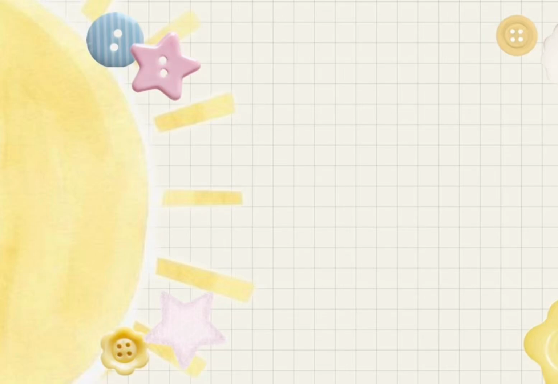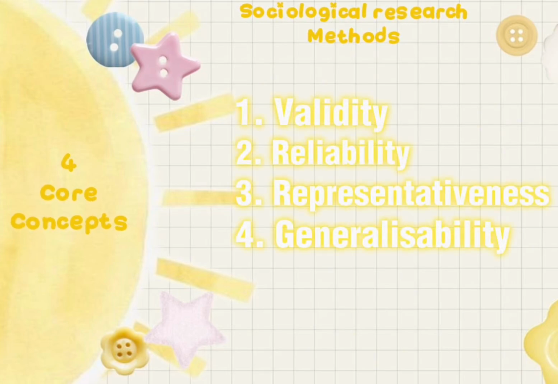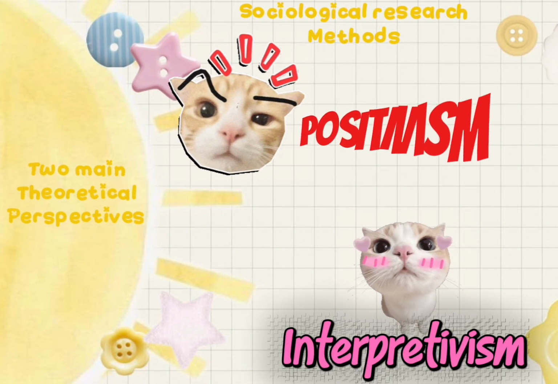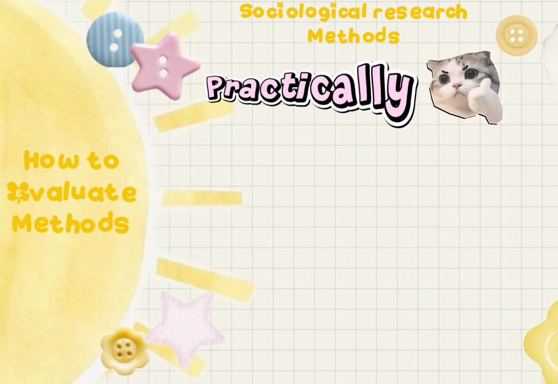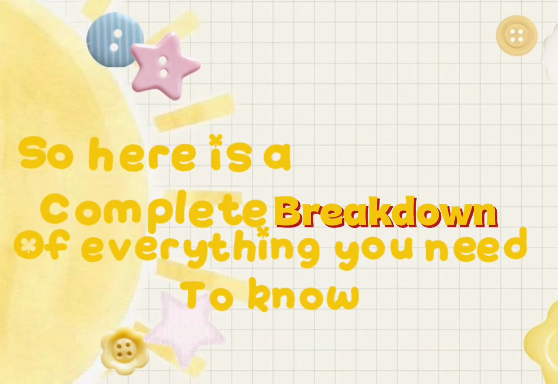To master OCR A-level sociological research methods, you must understand the four core concepts: validity, reliability, representativeness, and generalizability, the two main theoretical perspectives, positivism and interpretivism, and how to evaluate methods practically, ethically, and theoretically. So here is a complete breakdown of everything that you need to know.